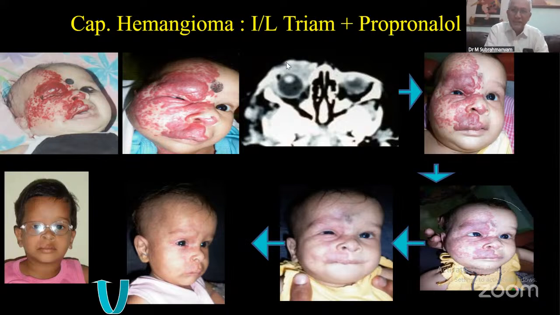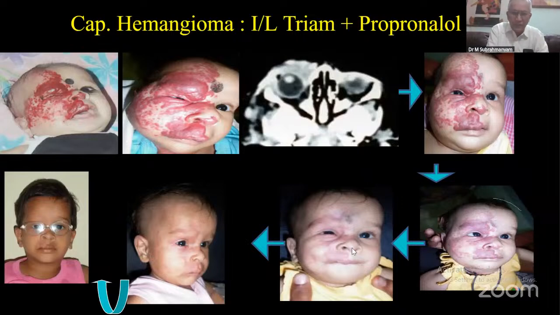Here, this child has an orbital component also. This is 2 weeks after giving the intralesional and perilesional triamcinolone to hasten the resorption of the hemangioma, so that you can see that the pupil becomes uncovered. And then the child was put on oral propranolol at a dose of 2 milligrams per kg body weight by the pediatrician. This is 2 months down the road.